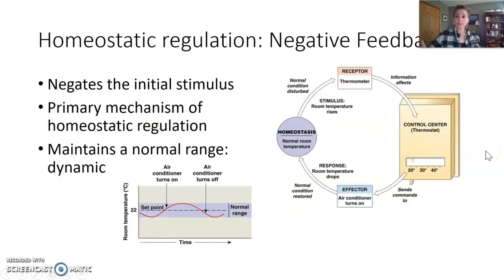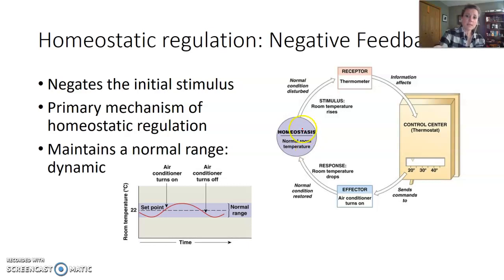We can use a thermostat to illustrate how a homeostatic feedback loop works. Homeostatic feedback loops are usually negative feedback loops. There are some rare examples of positive feedback loops that are homeostatic in nature. However, the majority of them are negative feedback. So let's take a look at my picture here with my thermostat.